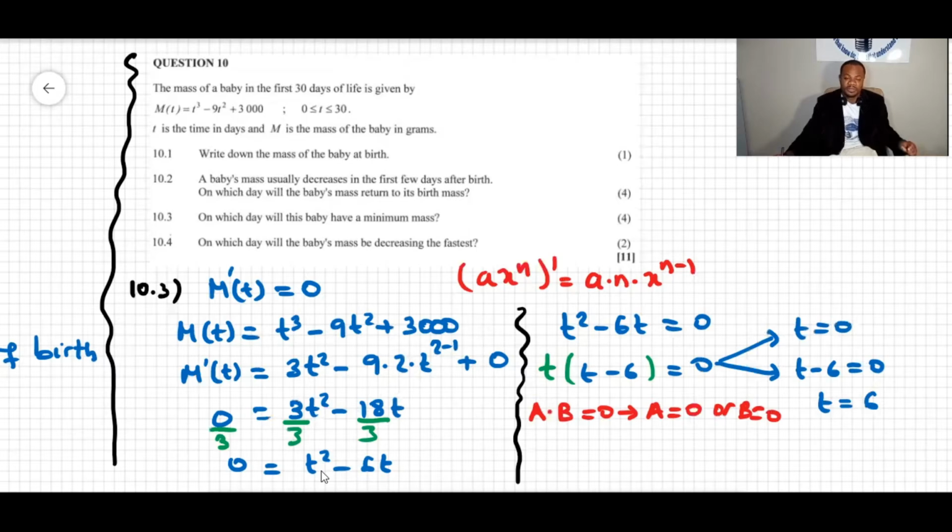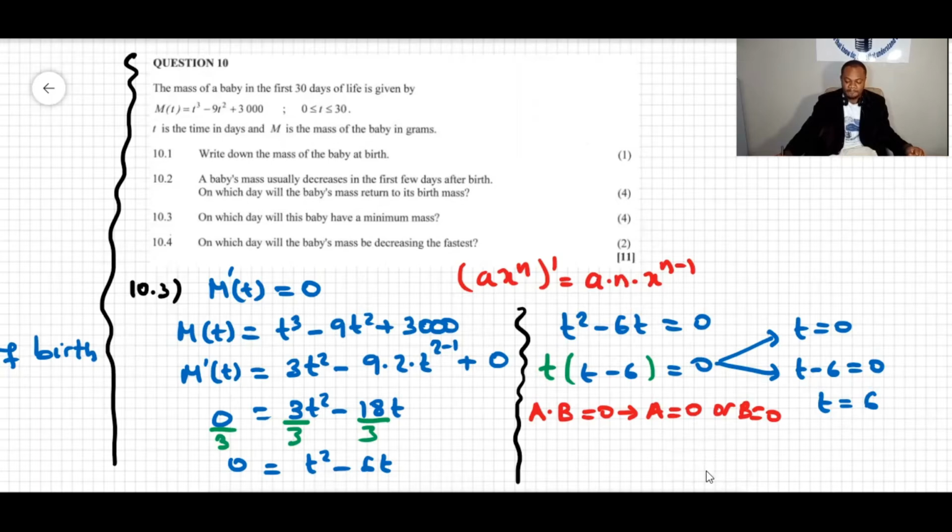Now, remember, t equal to 0 here is the time at birth. And t equal to 6 means on the 6th day. Because the mass of the baby is decreasing from the initial mass, we can now say that the minimum will be on the 6th day. Okay, it's t equal to 6.